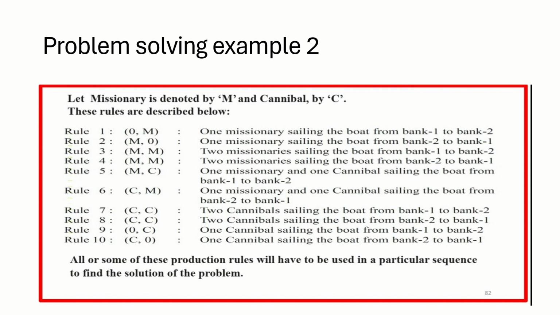Rule 7. 2 cannibals sailing in the boat from bank 1 to bank 2. Rule 8 is the vice versa of rule 7. Rule 9. 1 cannibal sailing the boat from bank 1 to bank 2. Rule 10 is the vice versa of rule 9. Note, all or some of these production rules will have to be used in a particular sequence to find the solution of the problem. That is, we should use the above rules, and it is not necessary that we use all rules at once. So now we will see how the problem is solved.